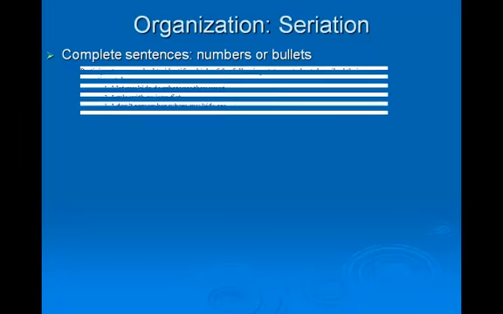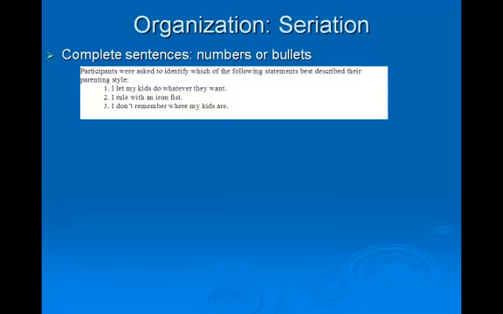Okay. Here's an example of what that looks like. Participants were asked to identify which of the following statements best describe their parenting style. 1, I let my kids do whatever they want. 2, I rule with an iron fist. Or 3, I don't remember where my kids are. So again, you're going to capitalize the first letter of each sentence, and you're also going to punctuate the end of each sentence with either a period, question mark, exclamation point, whatever the sentence calls for.